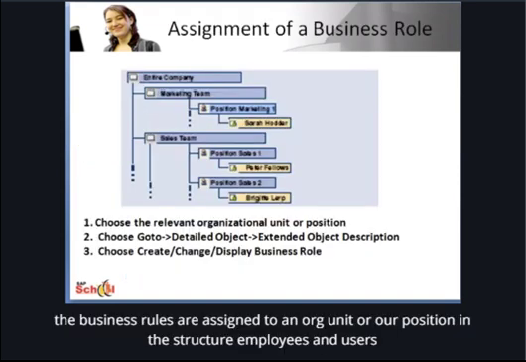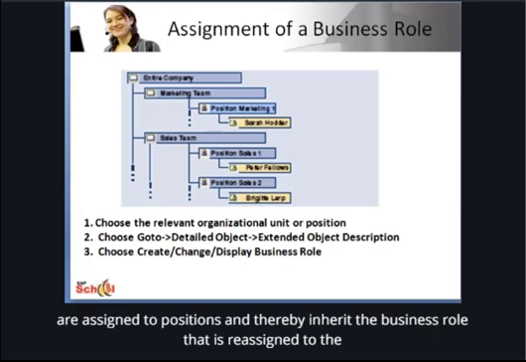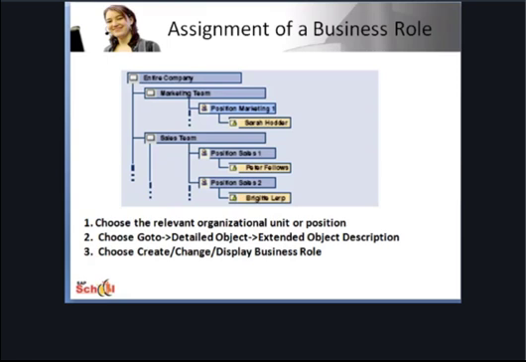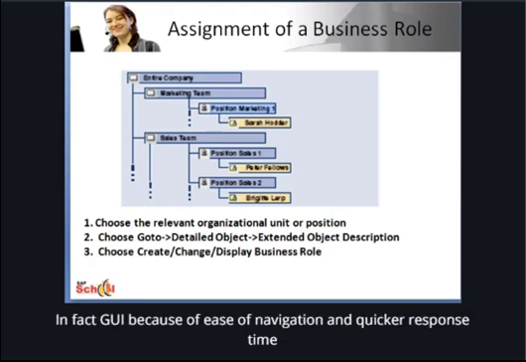The business roles are assigned to an org unit or a position in the org structure. Employees and users are assigned to positions and thereby inherit the business role that has been assigned to the org unit or position. The org model can be edited either in the SAP GUI or even in the web client UI. But if you are an old hand at SAP, you would typically prefer to do so in the SAP GUI simply because of ease of navigation and quicker response times.